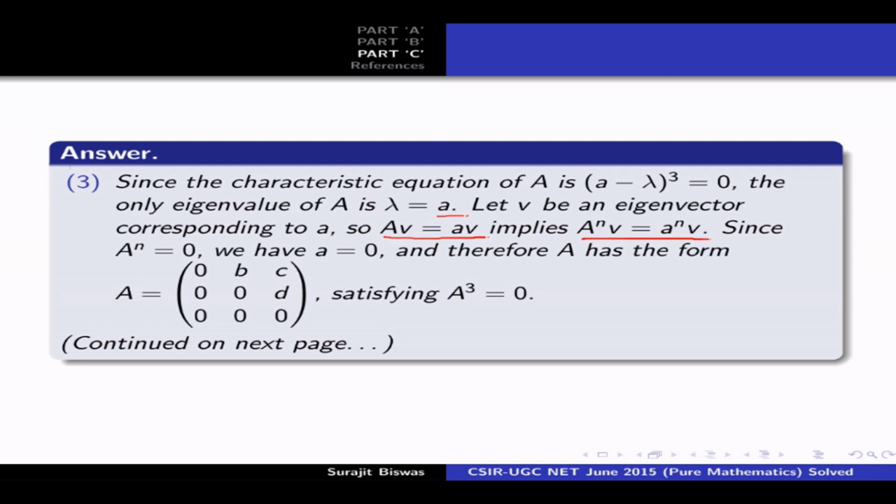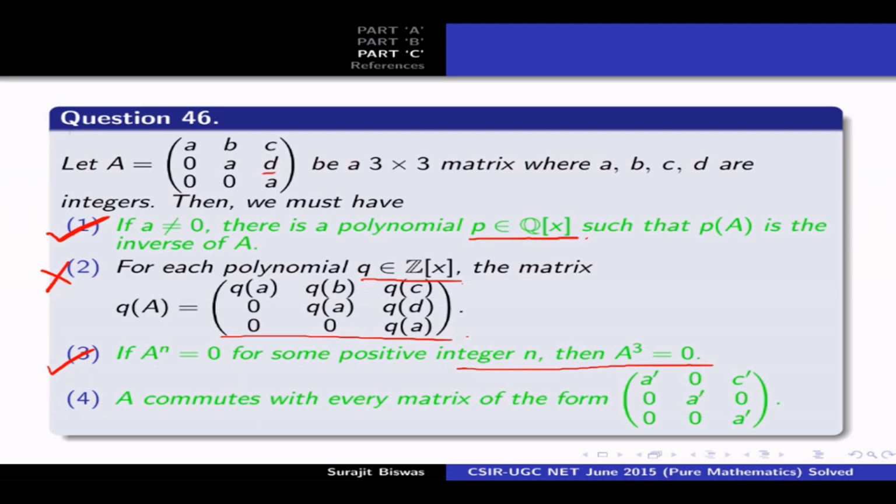Since A to the power n equal to 0, we have therefore a to the power n equal to 0. This implies a equal to 0, and therefore A has the form A equal to this. Here a would be 0, and from here we see that A cubed equal to 0, because the characteristic equation then would be lambda cubed equal to 0, which will be satisfied by A. Okay, so therefore this option is correct.